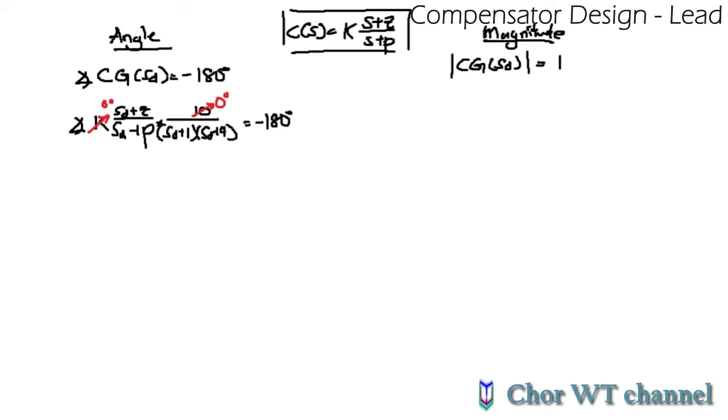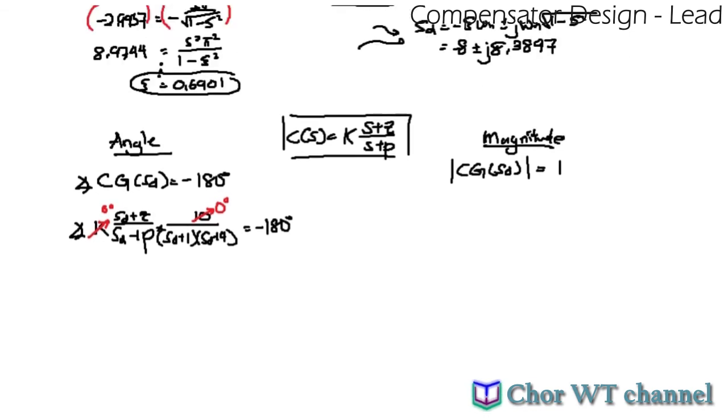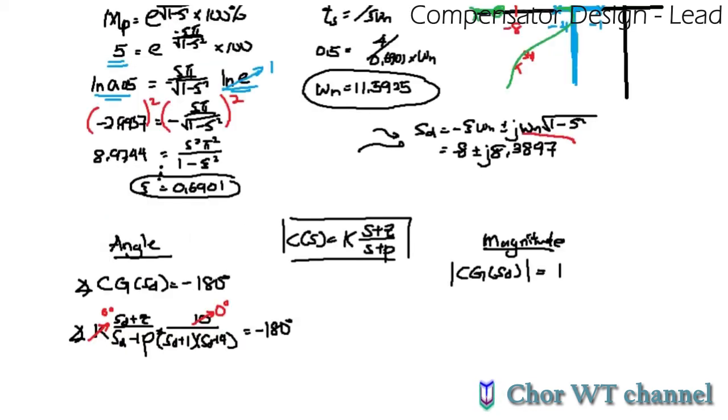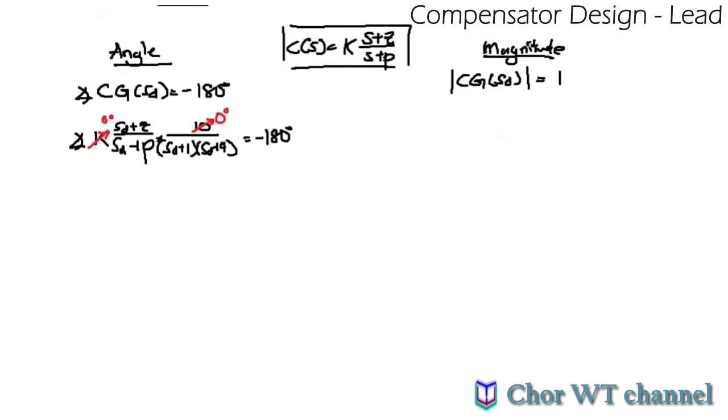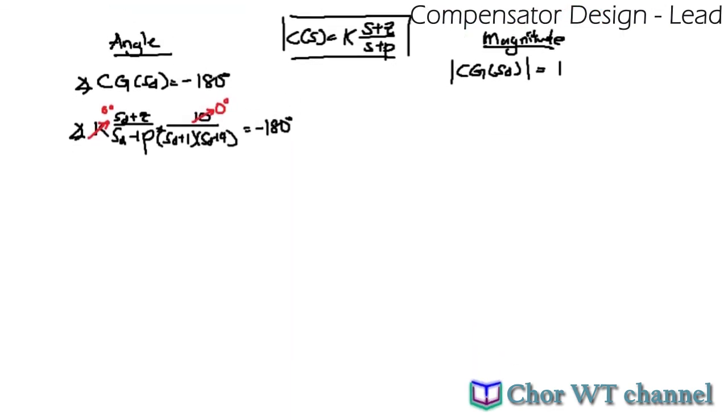As we have learned in the Bode plot, a pure gain will not contribute anything in terms of the angle. And after solving the SD, remember the SD we have determined just now, SD is -8 plus minus J 8 point something, and if we substitute everything into this expression, we are going to end up with an equation with two unknowns, which are Z and P, the zero and the pole of the controller or the compensator.